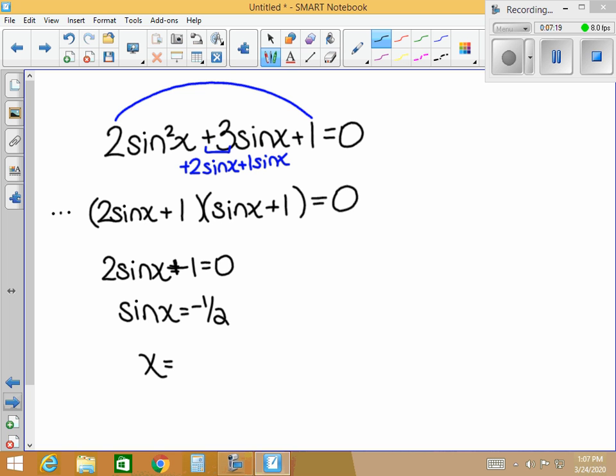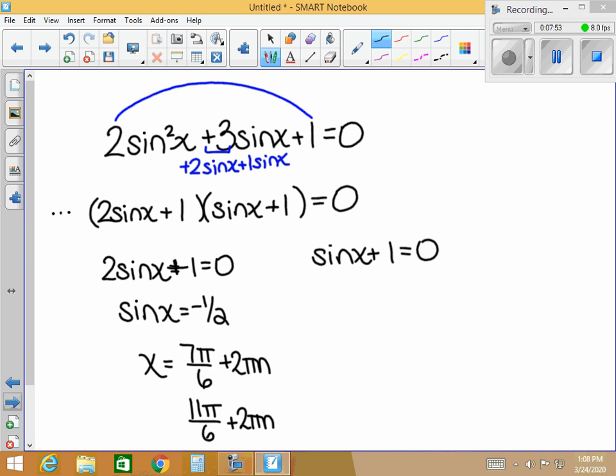And we did a very similar one earlier. We said the sine function is 1/2 at pi over 6. It's negative 1/2 in the third and fourth quadrants. So that's 7 pi over 6 and 11 pi over 6. We know because of the period that if we add or subtract a multiple of 2 pi to that, those will also be solutions. So these are the infinite number of solutions to that equation just from the first factor.